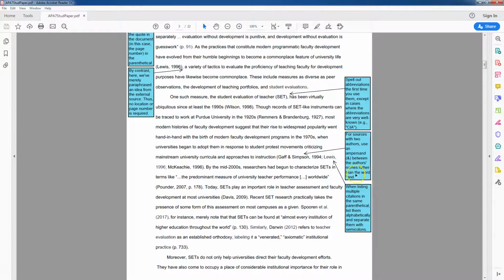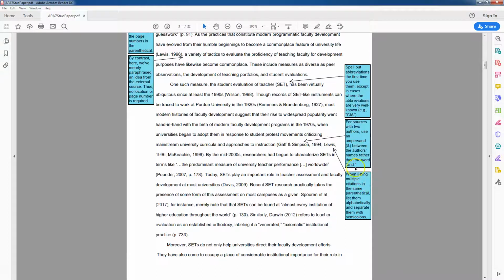Here you notice that because they used another direct quote, they have used the author, comma, 2007, comma, space, P, period, space, 178. So the author's last name is Pounder. 2007 was the date of the publication, and you can find this direct quote on page 178. And you notice the period there with one space.